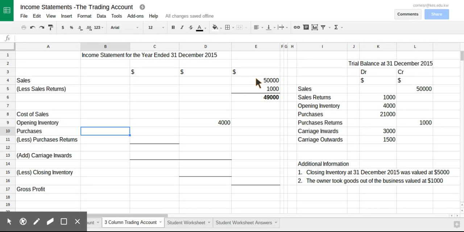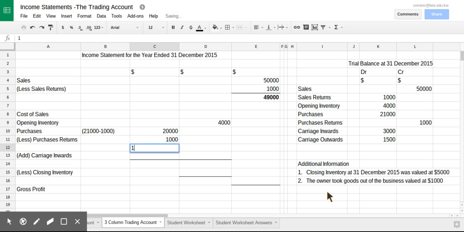Okay, purchases. Need to remember to do this adjustment for goods for the owner's own use. So my purchases were 21,000, and I'm going to take off from that 1,000. So my actual purchases figure should be 20,000. Good exam tip: always show your workings, because if you make an error, it will quite often be 2 marks for getting the right figure. If you put the right calculation in, even if you write the wrong figure there, you're going to get a mark. Less purchases returns, which is 1,000.